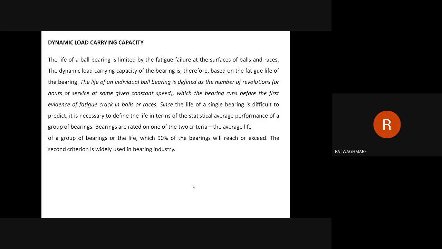One minute. From someone's mobile, noise is coming, just to check. Please make your phone on mute position.